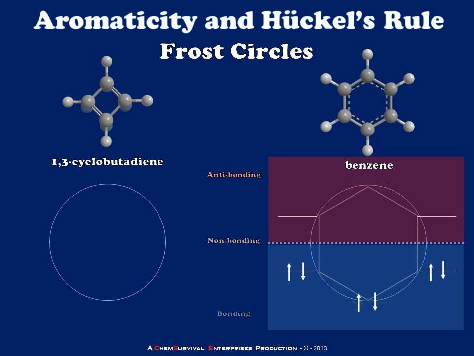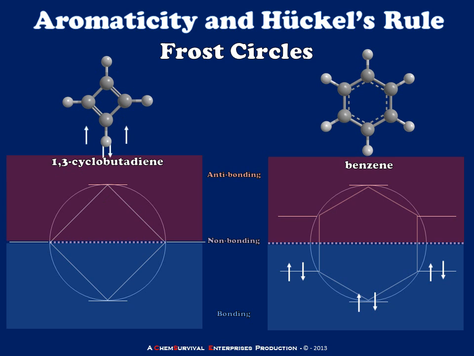Now, if instead I draw a Frost circle for 1,3-cyclobutadiene, we should immediately notice that we're dealing with some higher energy molecular orbitals here. Specifically, we now have 2 non-bonding molecular orbitals. And when we populate this system with the pi electrons from the 1,3-cyclobutadiene, what we're going to discover is that 2 of those electrons go into non-bonding molecular orbitals. Now these electrons would much rather be in an isolated pi bond where they can be of lower energy. And so with 1,3-cyclobutadiene, that's exactly what we see.